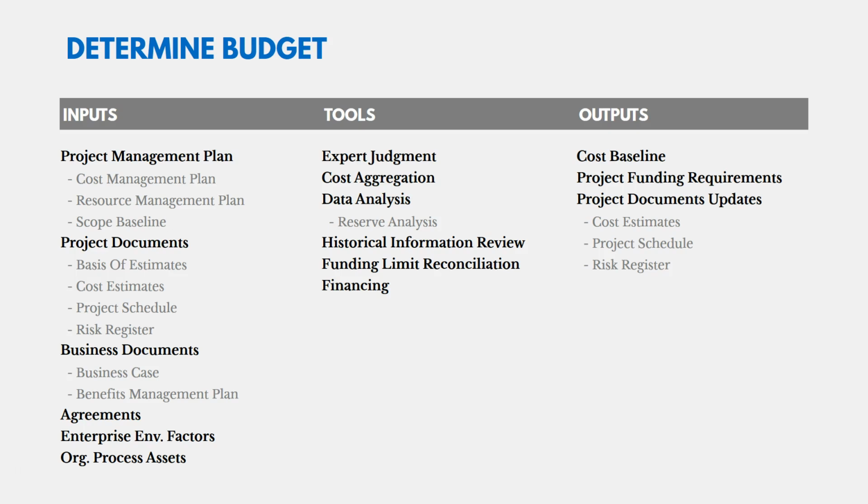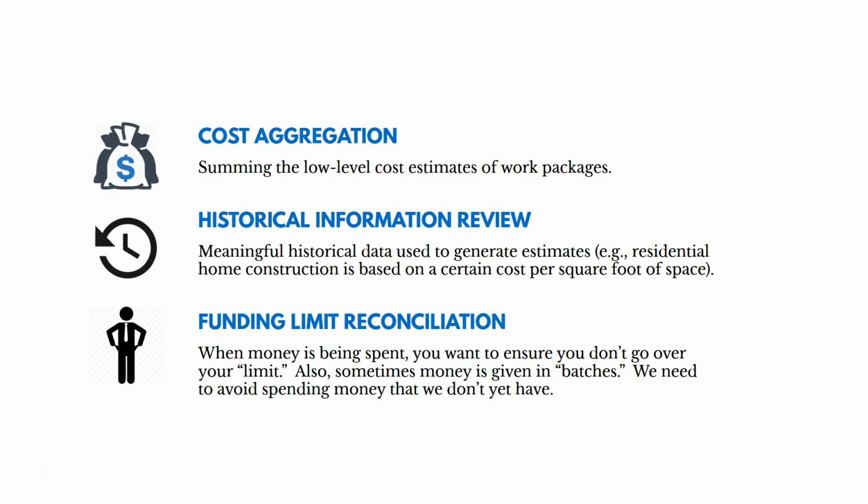And then let's look at some of the tools. Most you may already be familiar with, or maybe not, but I want to focus in on cost aggregation and then historical information review and funding limit reconciliation. These are things we need to do as we determine our budget. So cost aggregation is just summing the low-level cost estimates of work packages or activities. So just adding those costs up. That's straightforward. And then historical information review is looking at historical data to generate estimates.